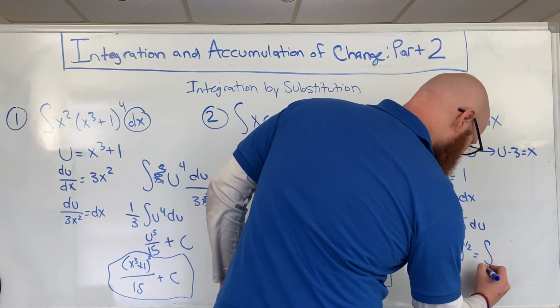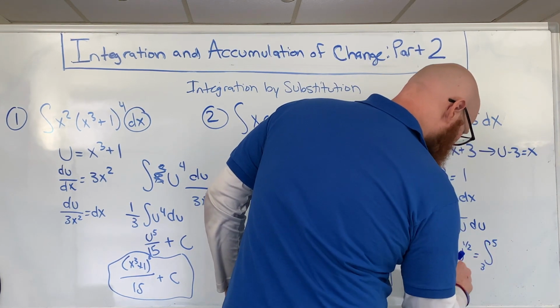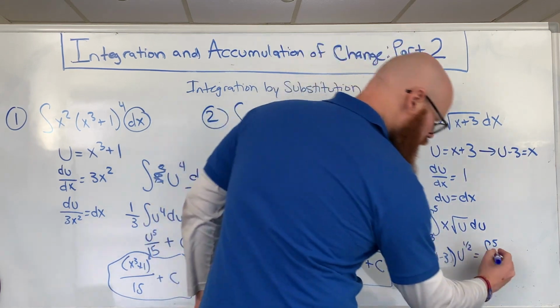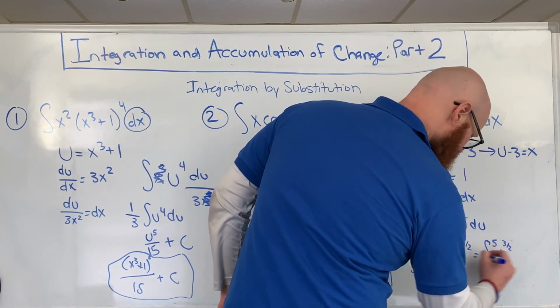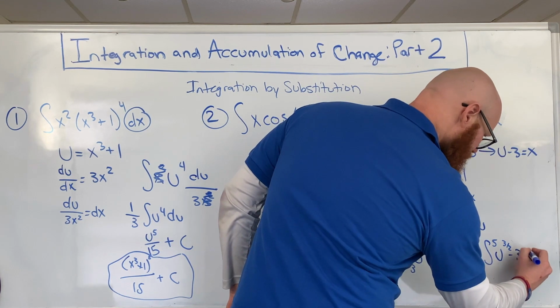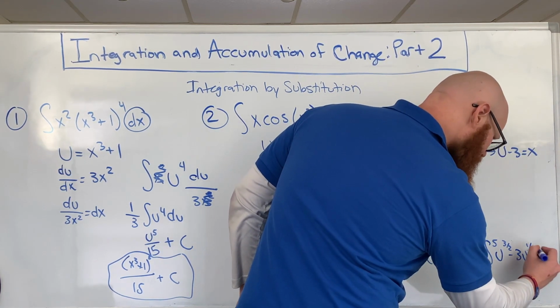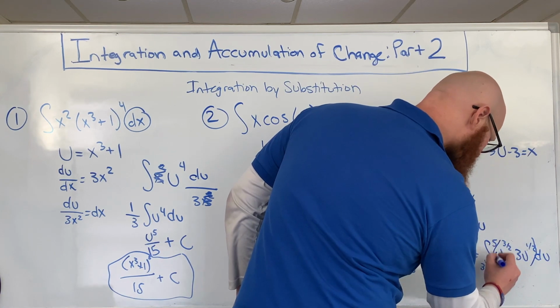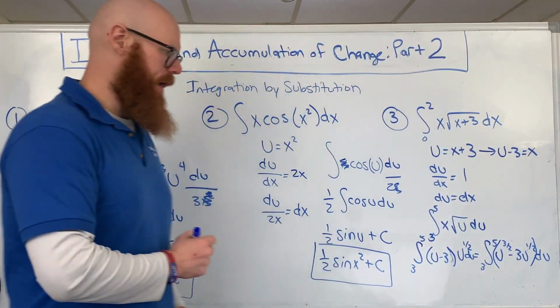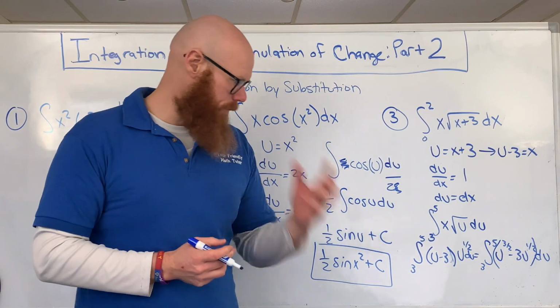Which means I have the integral from 3 to 5 of, if I distribute, u to the 3/2 minus 3u to the 1/2. Both of these should have a du in it. We talked about the importance of that. So now we're ready to integrate because we have everything in terms of u.